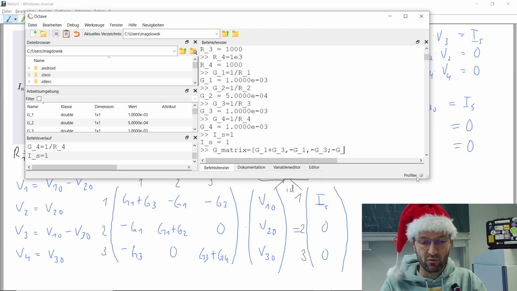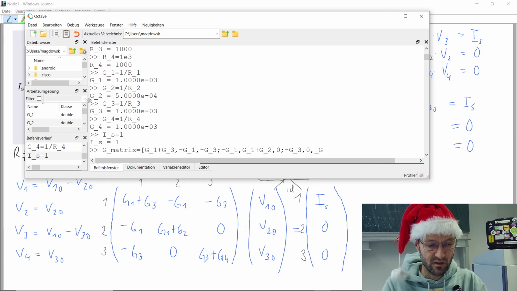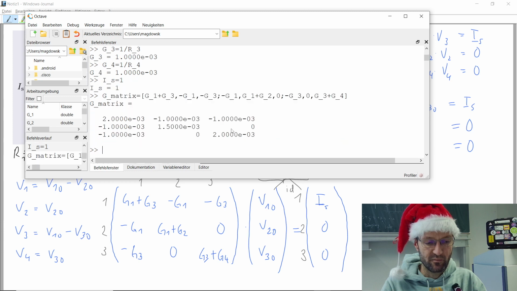So in the second row, I have minus G1. Then I have G1 plus G2. And 0, and in the last row I have minus G3, 0, and G3 plus G4. The space is a bit limited, so I maybe make this a bit smaller. Closing the square bracket, and there's my matrix with the values.